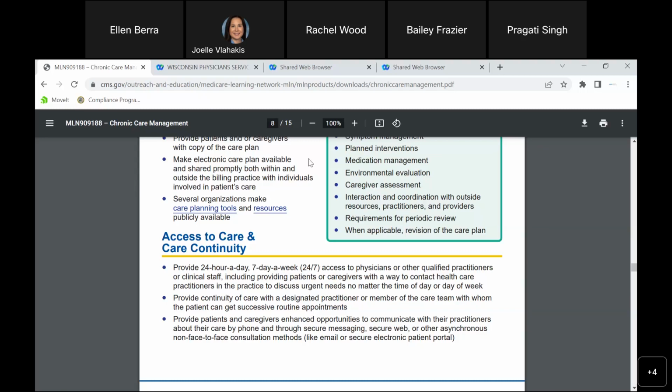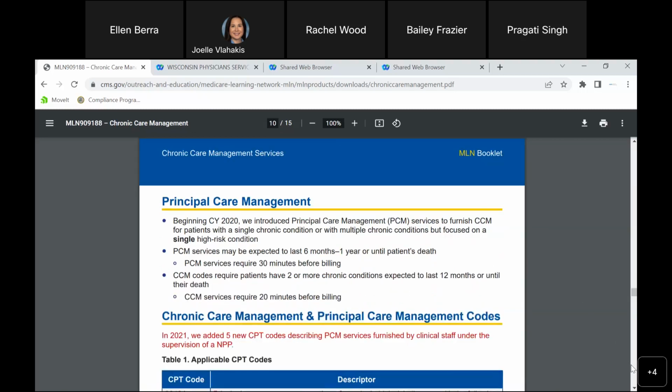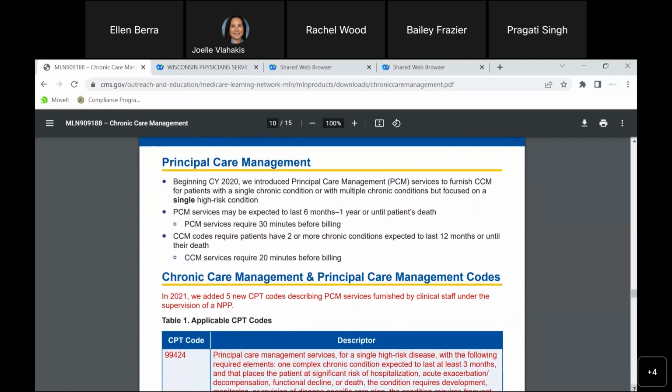The next thing that we want to look at is on page 10 of the handout, and this is talking about principal care management. Now, a couple of things on this one. You'll notice here it says, let's start at the top one. Single chronic condition for the patient. This is principal care management.